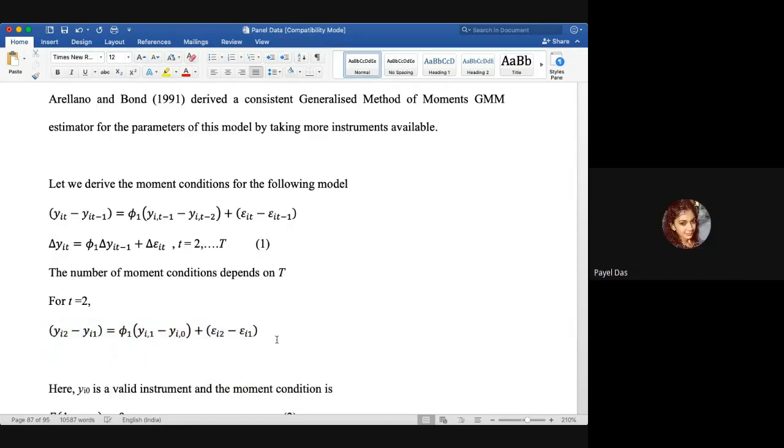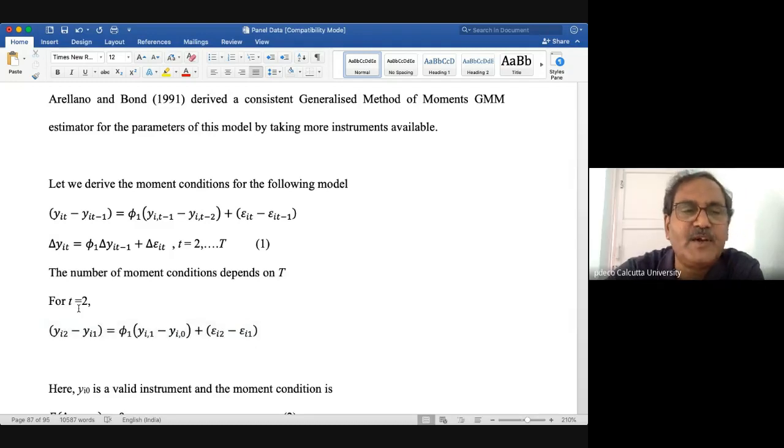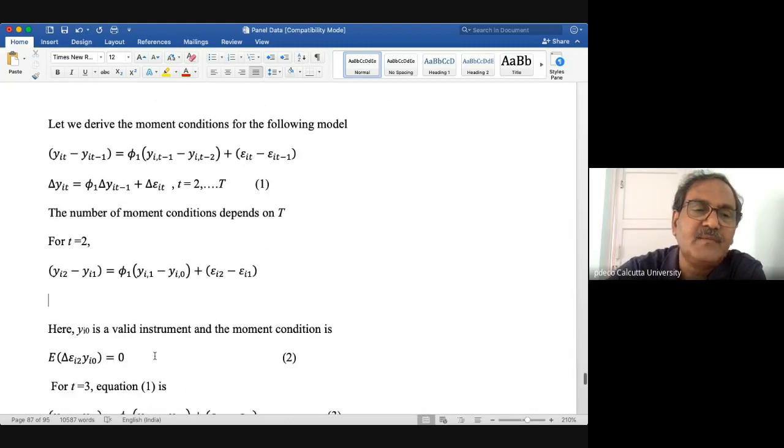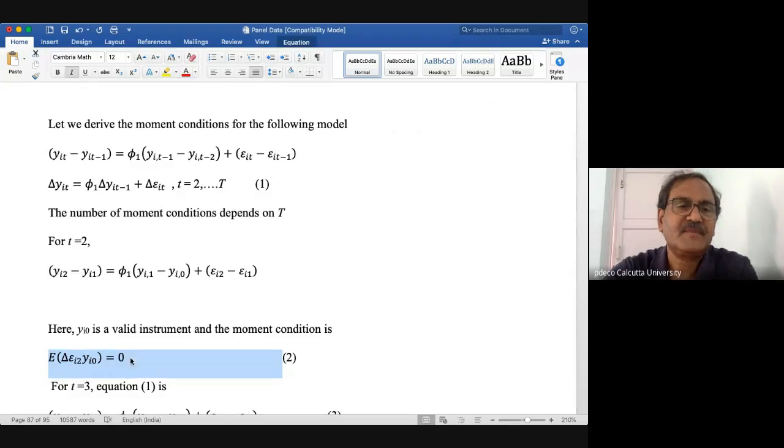Yes, sir. So in this case, for t is equal to 2, what would be the moment condition? Moment condition will be just this: delta epsilon i2, because here you have put t is equal to 2. So this is the error. What would be the error? Delta epsilon i2. And what is the instrument here? yi0. So expected value of delta epsilon i2 into yi0 equal to 0.